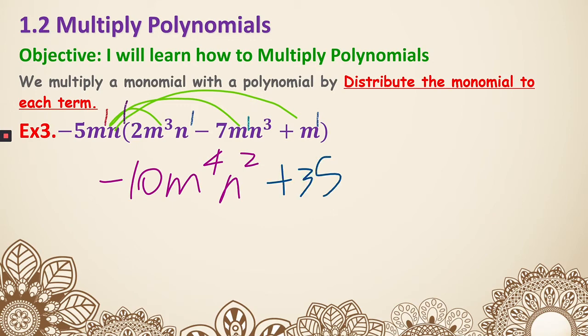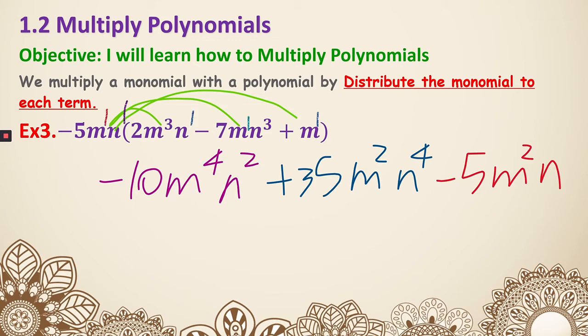We have m outside and m inside. That is going to be m squared. N, 1n outside, 3n inside, so n to the 4th power. And lastly, we have the negative 5mn times m. That is going to be minus 5m squared n.